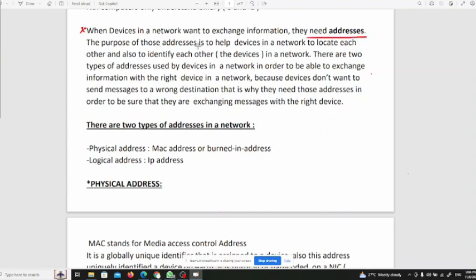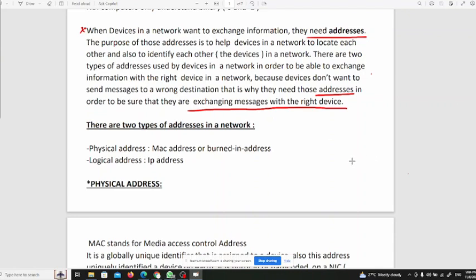The purpose of those addresses is to help devices in a network to locate each other and also to identify each other. So there are two types of addresses used by devices in a network in order to be able to exchange information with the right device. Because devices don't want to send messages to a wrong destination, that is why they need those addresses, in order to be sure that they are exchanging messages with the right device. That's the reason why devices need addresses.